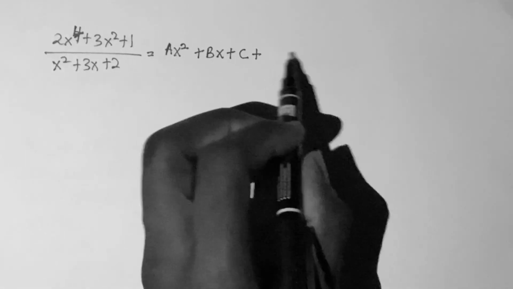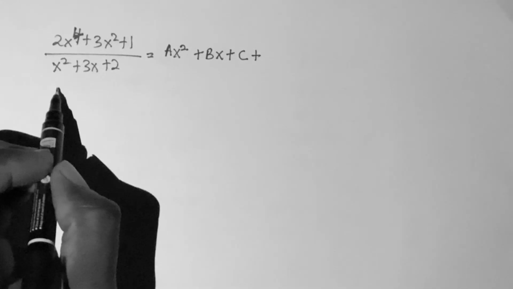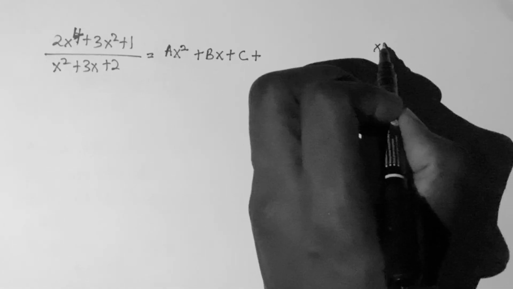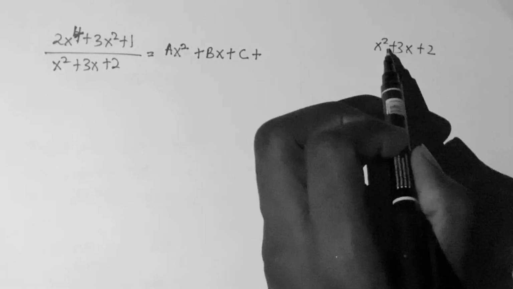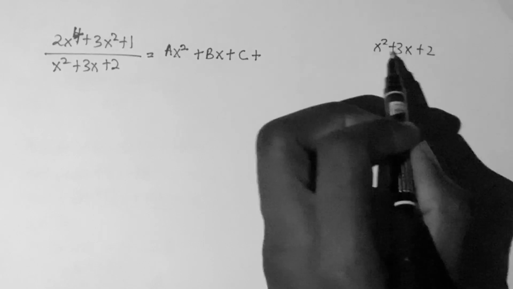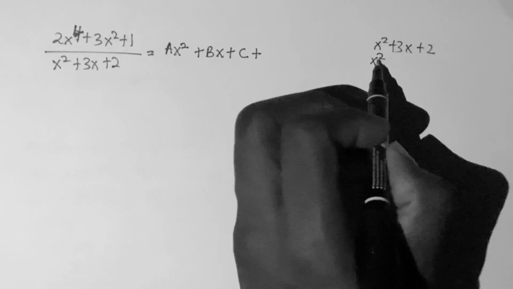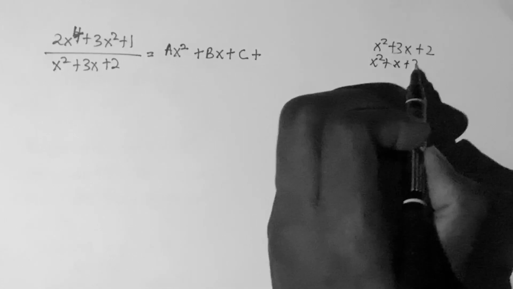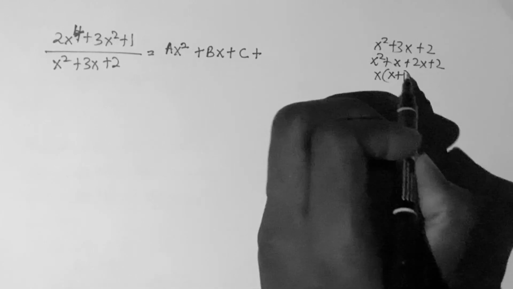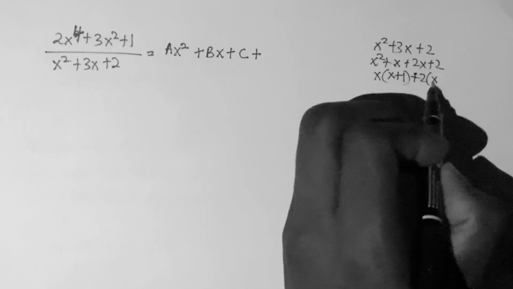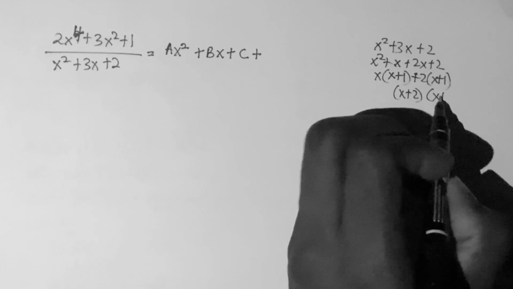However, before I write out that part, let me solve that here. Here is x squared plus 3x plus 2. We can factorize this. Two numbers that when we multiply, we get 2, but when we add, we get 3. That is 1 and 2. So x squared plus x, then plus 2x plus 2. When we factorize x here, we get x plus 1. And when we factorize 2 here, we get x plus 1. So we have the brackets x plus 2 times x plus 1.